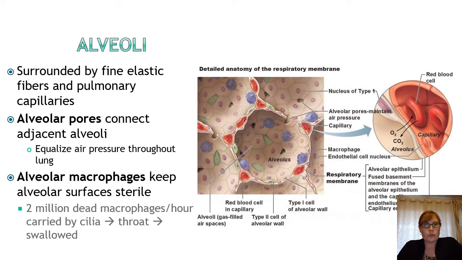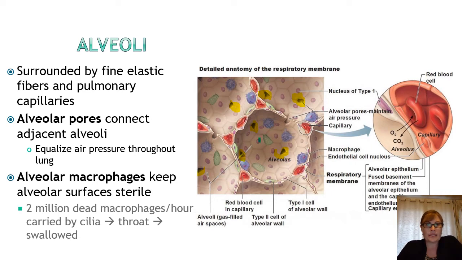So elastic fibers are part of this whole thing. Again, it kind of expands and recoils together. These little holes that I'm trying to highlight right here are alveolar pores, and that allows these guys to connect to each other. Again, we're looking at a frontal section of this mass of alveolar balls. So these are the alveolar pores, and they help keep the pressure equal throughout.